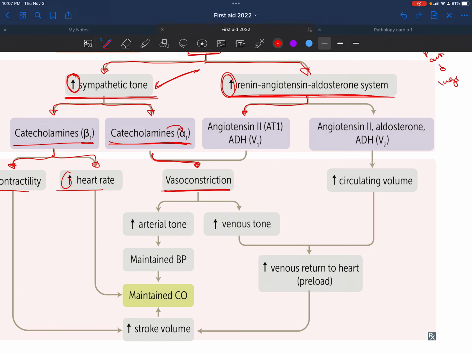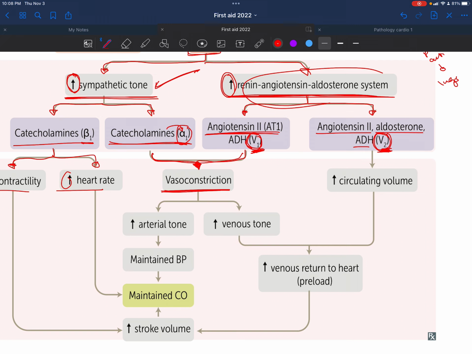The first one is angiotensin 2 activating the V1 receptor, and the other part is that angiotensin 2 affects aldosterone and ADH through the V2 receptor. So we have two places occurring here. The V1 receptor ends up doing vasoconstriction as well. So vasoconstriction is happening due to the catecholamines' effect on alpha 1, and also due to the activation of the renin-angiotensin-aldosterone system through the V1 receptor.